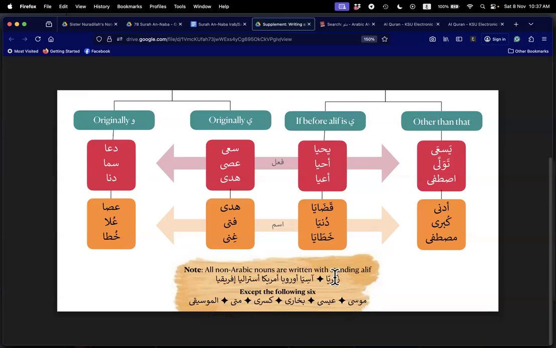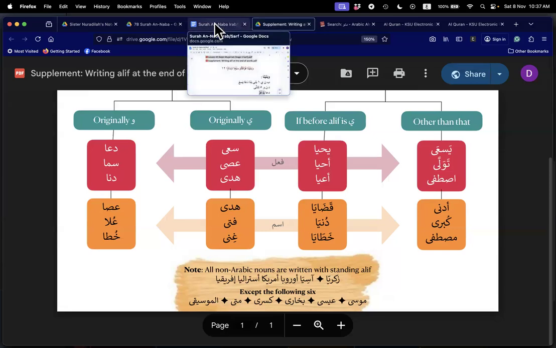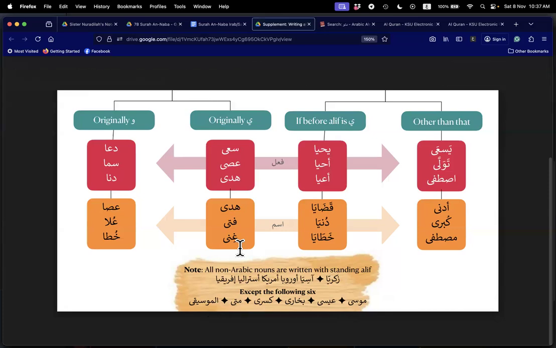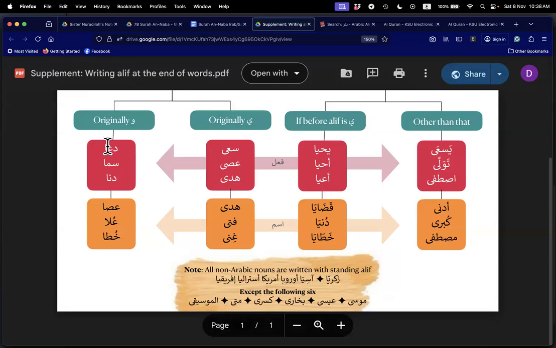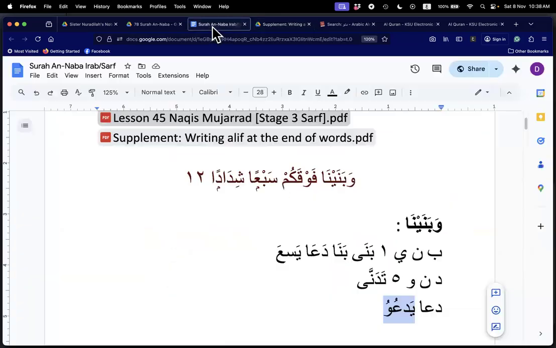Any question? Everyone okay? Inshallah. Alhamdulillah. So you can whip out these notes whenever you need to write alif. I think it's quite easy if you just think of only writing alif when it's a wow ending, or originally a wow ending, or before it is ya. Otherwise, it's always going to be alif maksura. Okay?